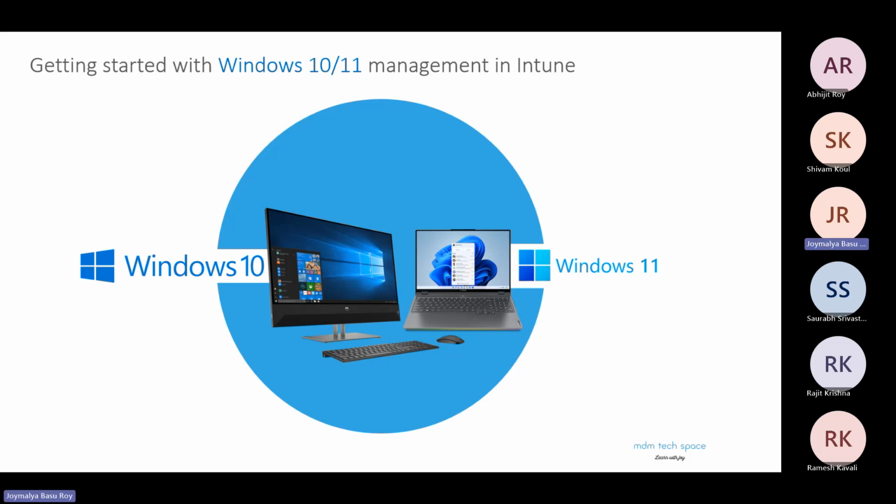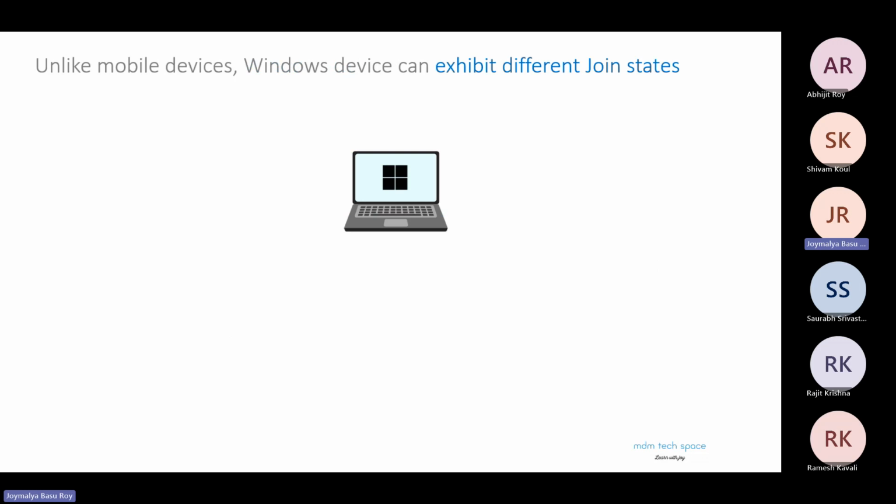But a Windows device can exhibit multiple device join states in Azure. So can you help me, just a fair idea, how many join types can a Windows device have? Azure AD join, hybrid Azure AD join, okay, and Azure AD registered. Okay.